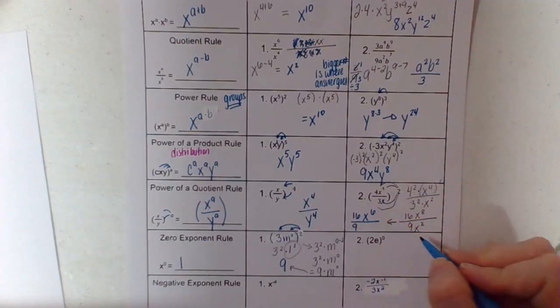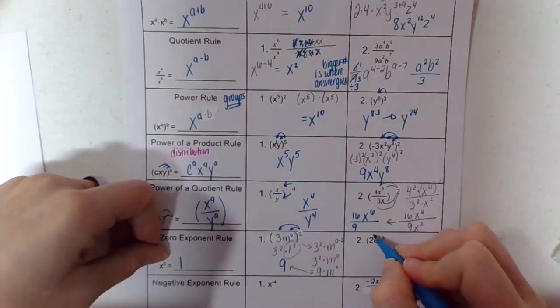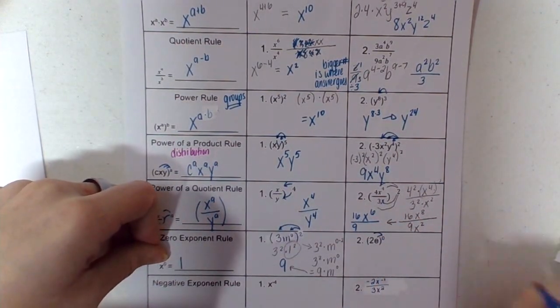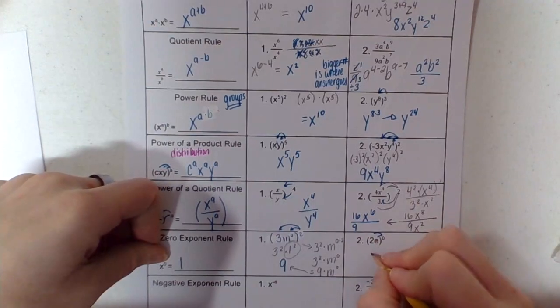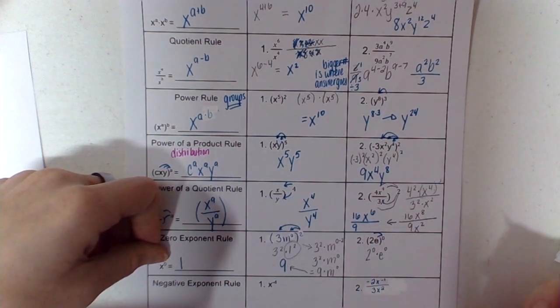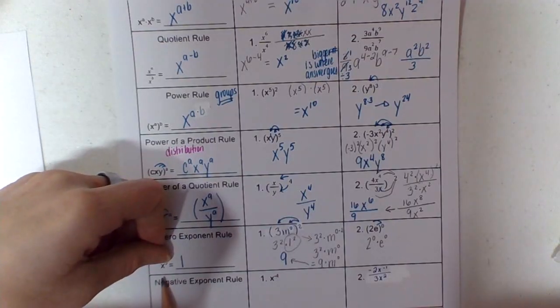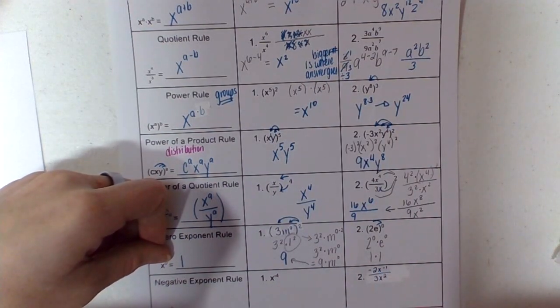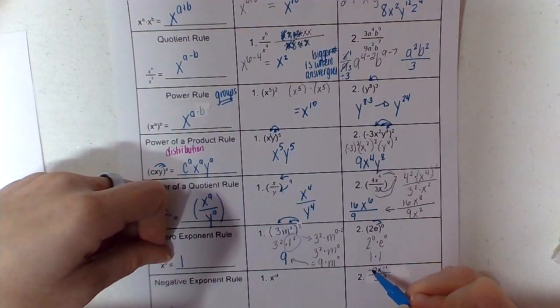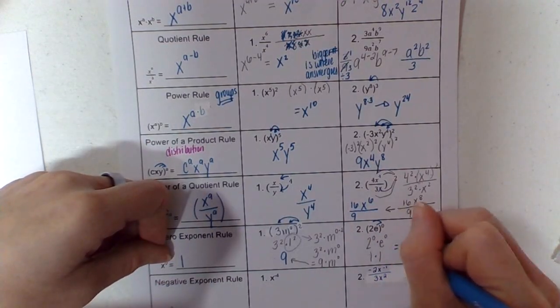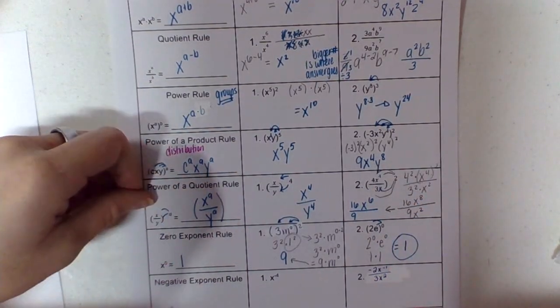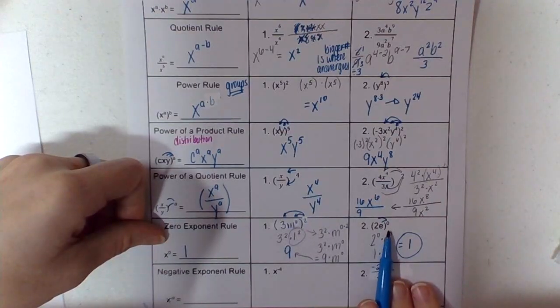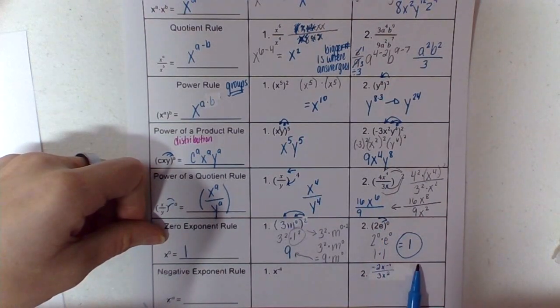Now, if we've got the 0 on the outside, we distribute a 0 to everything we have. 2 to the 0 times e to the 0. It does not matter what you have. Anything to the 0 power equals 1. So 2 to the 0 equals 1. E to the 0 equals 1. You get a big fat 1 out of this. If the 0 is on the outside of your parentheses as your power, you're going to end up with 1.